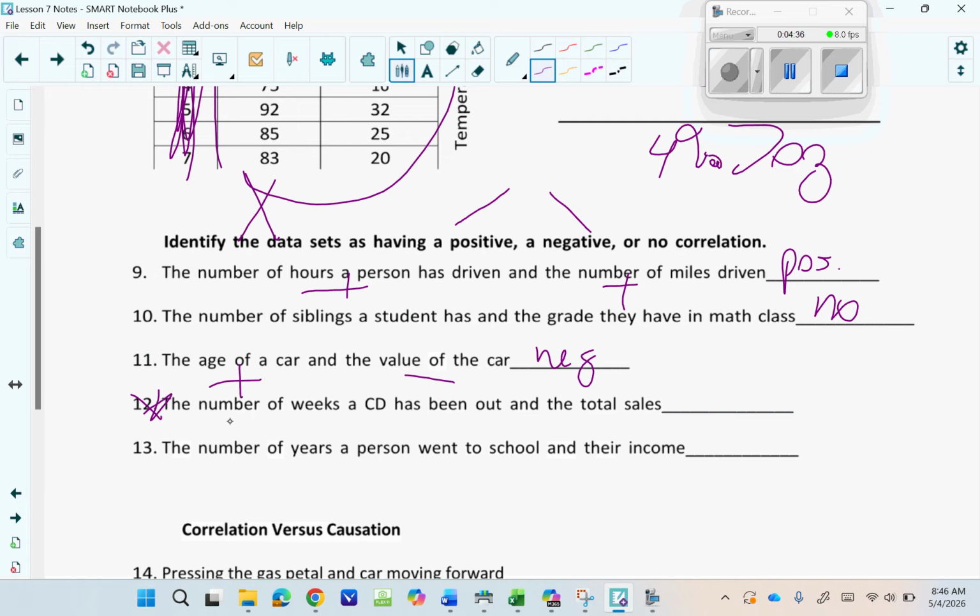This one I didn't really like. I didn't think it was very clear, so we're just going to ignore that for right now. Okay, the number of years a person went to school and their income. This is actually proven to be a correlation, but it's probably a really weak correlation. So I'm going to say it's a positive correlation, but it's probably not a very strong one.